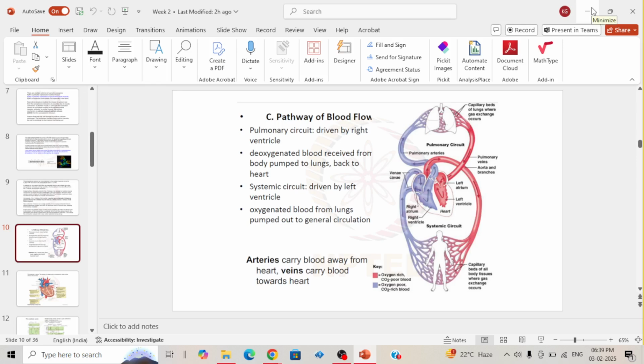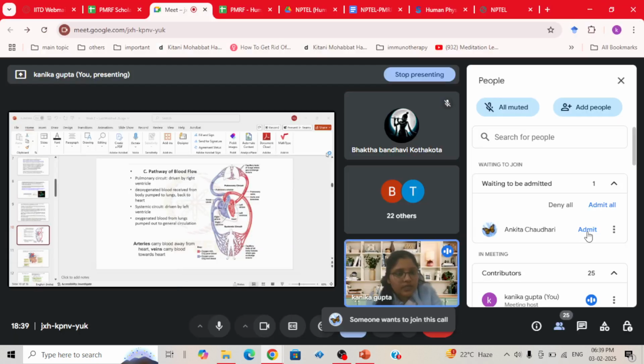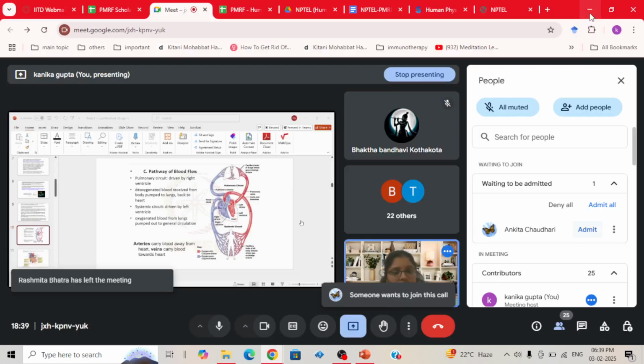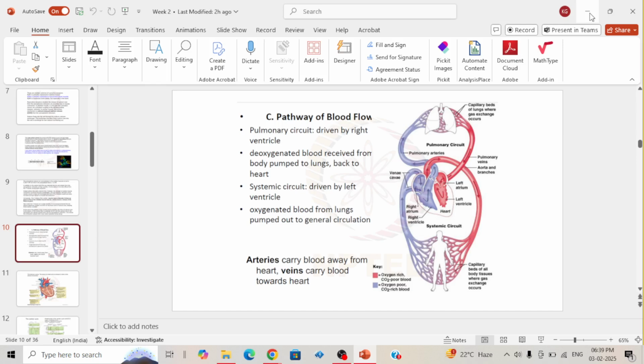So, yes, as I told you, the deoxygenated blood through these pulmonary arteries will enter the lungs where alveoli are present, through which the blood will exchange, and the deoxygenated blood will now be oxygenated. So this deoxygenated blood will be converted into oxygenated blood. Basically, the exchange of oxygen with carbon dioxide will happen here, and the oxygen will enter this deoxygenated blood, making it oxygenated.